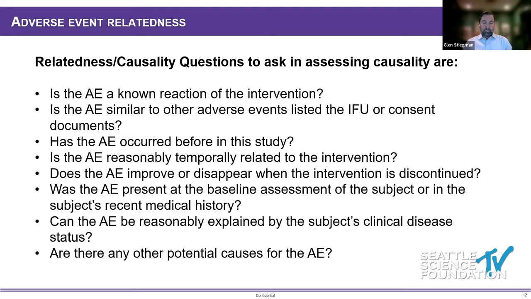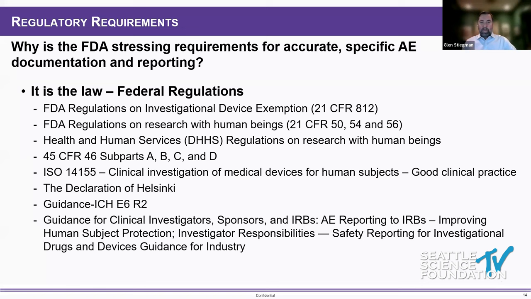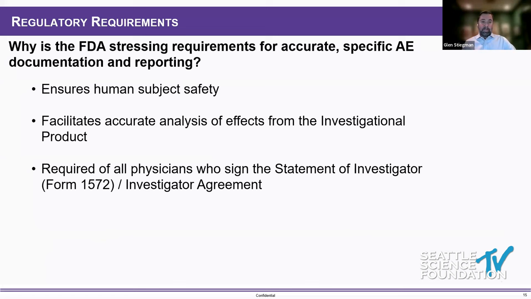Now, why is FDA stressing about this? Well, it's the law. It's FDA regulations to understand, present, monitor, and report adverse events. But there are also a lot of other areas that really want you to report this: everything from ICH guidelines, ISO guidelines, obviously CFR and FDA regulations. So it's critical that everyone's reporting AEs and how that relates to performance. I will get there in a second. Reporting these adverse events obviously ensures subject safety and accuracy of the outcomes, and you're signing basically an investigator agreement saying you're going to report these anyway, so you better.